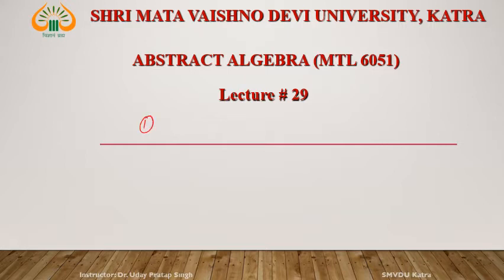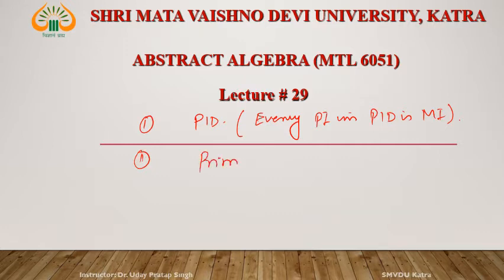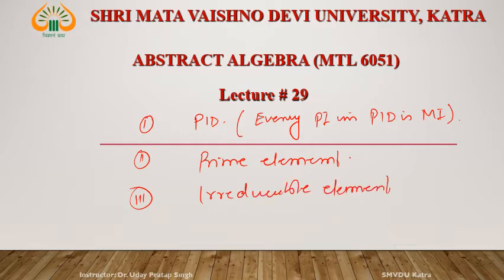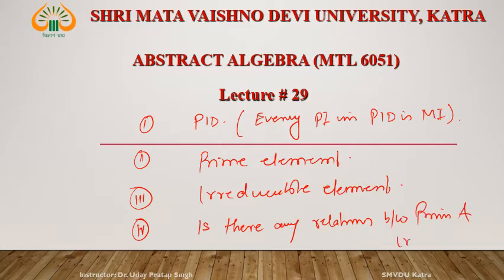In this lecture we are going to discuss one important theorem related to PID. First, every principal ideal in a PID is a maximal ideal. Second, what is a prime element? Third, what is an irreducible element? And fourth, is there any relation between prime and irreducible elements? Okay, so let us see first the theorem.